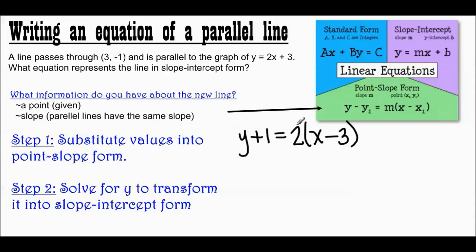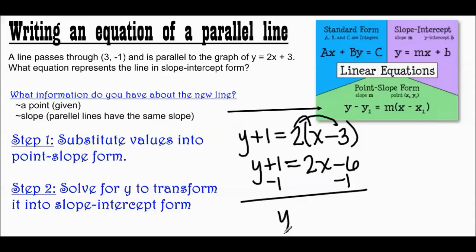So let's go ahead and distribute that 2 across. That would be y plus 1 equals 2x minus 6. And then I'm going to move that +1 over by subtracting 1 on both sides. So it is y equals 2x minus 7. Not too bad.